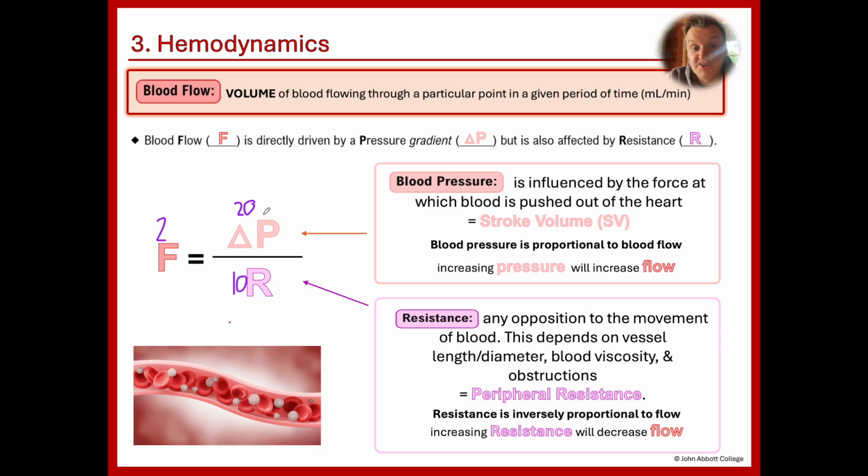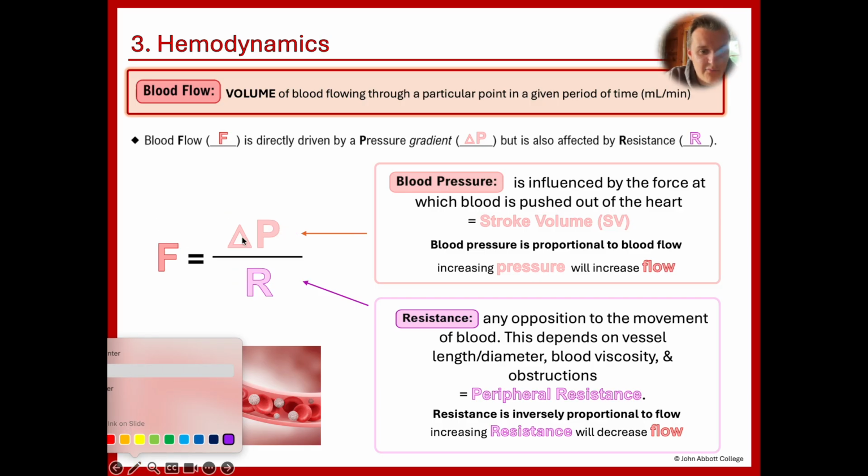So if for some reason my pressure went up, meaning my heart contracted faster, my stroke volume increased, and my pressure went up to 100, right? I increase my pressure. What happens to my flow? This is 100 divided by 10. This is going to be 10, right? I'm going to go from 2 and I'm going to have 10 now. That's an increase in flow. My pressure increases, my flow increases, okay?